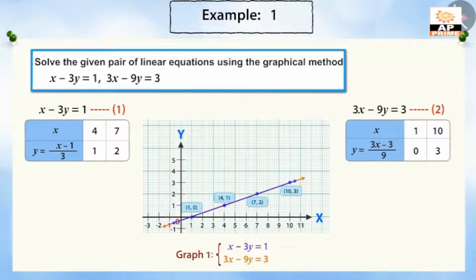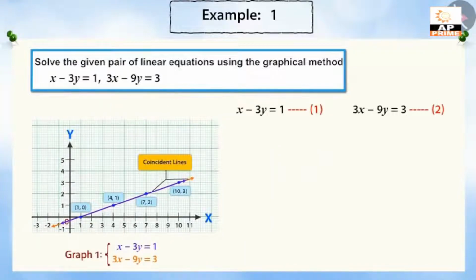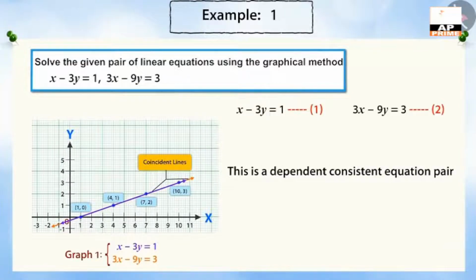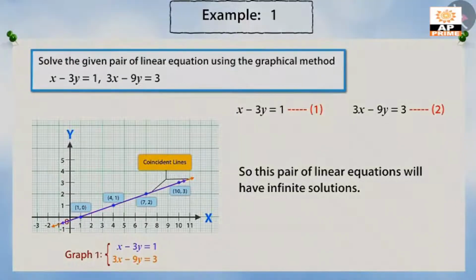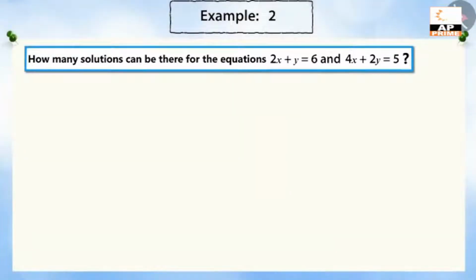Can you tell what this means? This means that the pair of equations is a dependent, consistent pair. So this pair of linear equations will have infinite solutions. Now let's see another example. How many solutions can be there for the given pair of linear equations? 2x plus y equals 6 and 4x plus 2y equals 5. How will we find it?